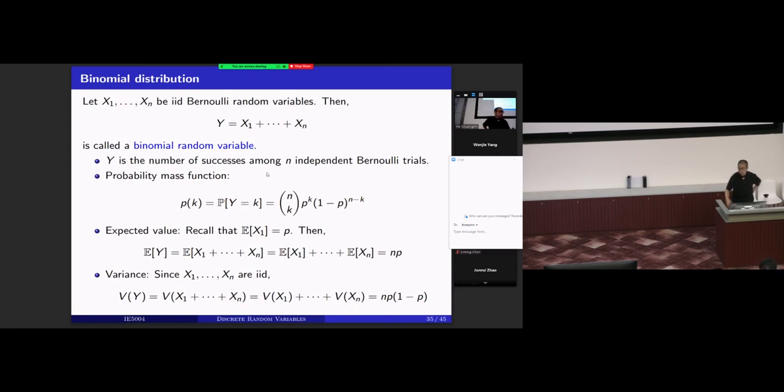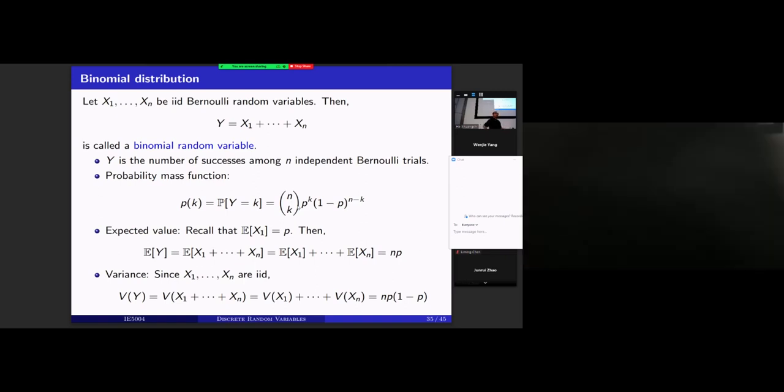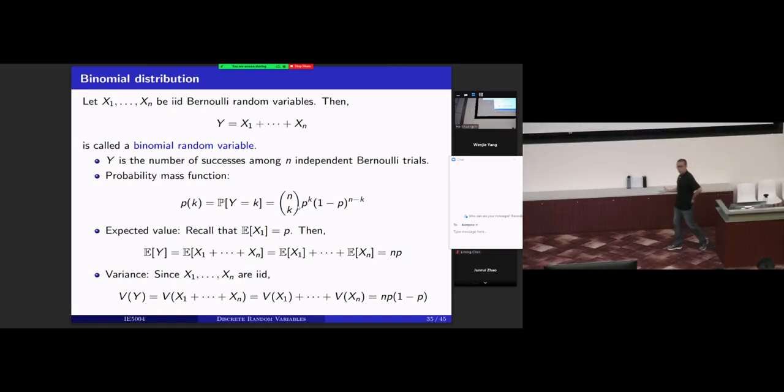Because we need to flip n times, the probability that we see k heads should have n choose k different combinations, different choices, right? And for each choice, we have k heads and n minus k tails. So the corresponding probability for each case should be p to the power of k times 1 minus p to the power of n minus k, right? So this is the probability mass function.